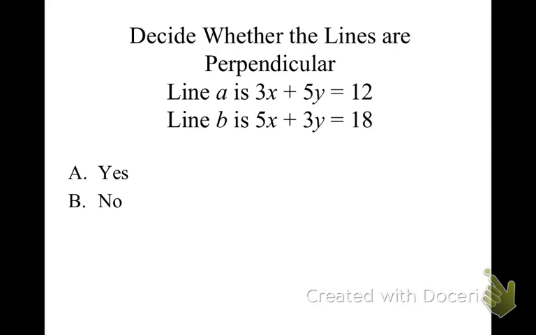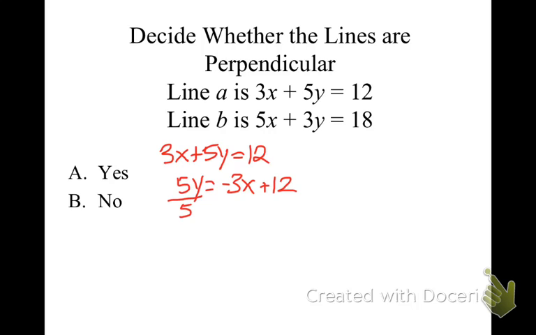Let's try the same thing now with line A and line B. If we start with line A and get 3x plus 5y equals 12 to look like slope-intercept form, we'll subtract 3x from both sides, divide both sides by 5, and then if we rewrite in fraction form, y equals -3/5 x plus 12/5. So this is line A.